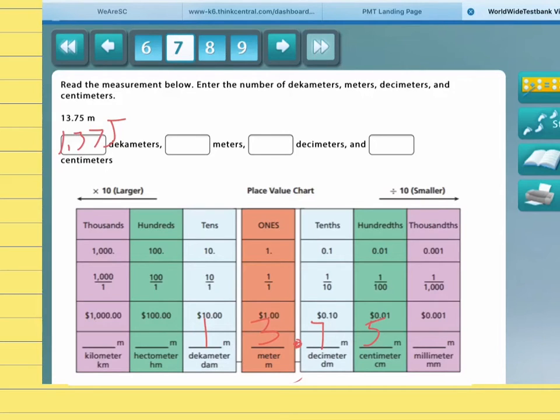If I am starting at 13.75 meters, well, that just stays 13.75 meters. That doesn't change. If I'm going to decimeters, I move it one space, so that's 137.5 decimeters. And again, to change it to centimeters, 1,375. So it really is just a matter of identifying how many places you're going to shift that decimal point, increasing the number or decreasing the number by a factor of 10.